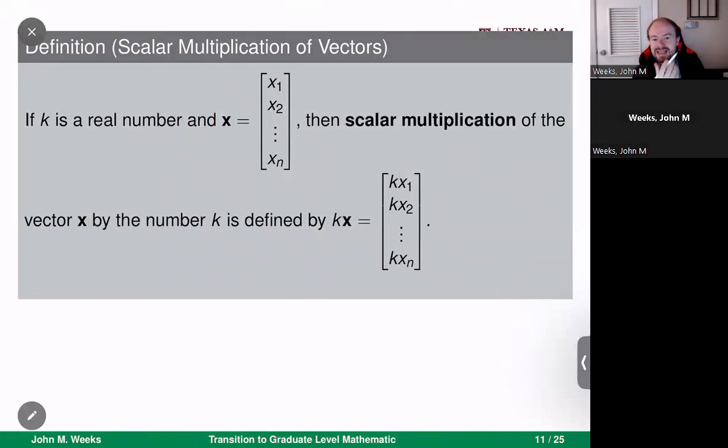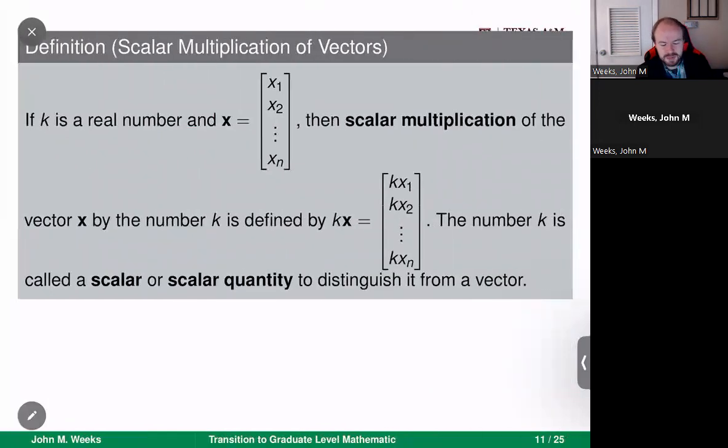So for example, k times x is going to be taking the number k, just some real number, and multiplying it times each and every one of the components of your vector. So x1 becomes k times x1. Here, think of k as something like 2. It's just a number here, right? You're multiplying everything by 2 whenever you do that. So that's what scalar multiplication means.